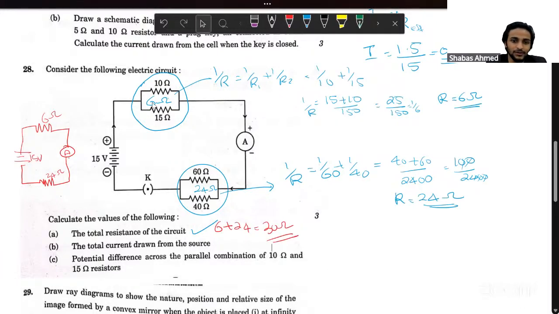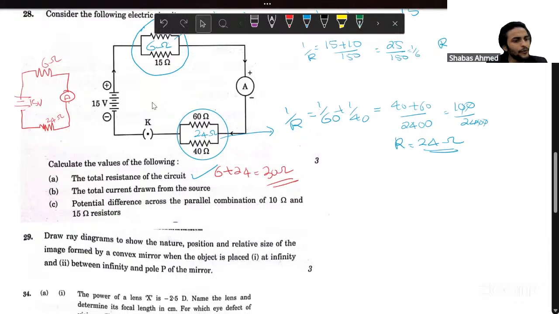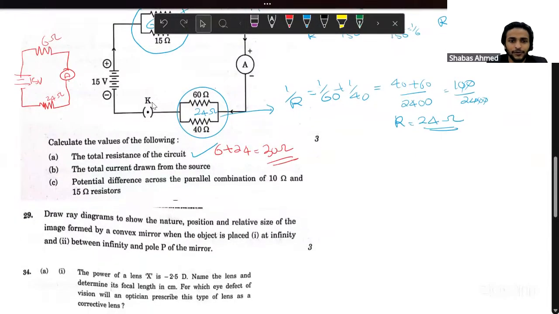Okay, so that is equal to 30 ohm. Yeah, why are all quiet? Why are all quiet? The answer is 30 ohm.